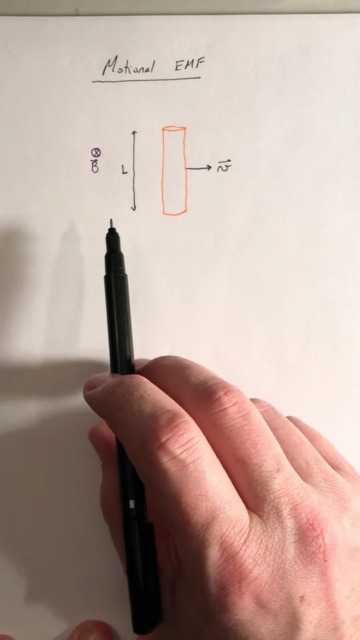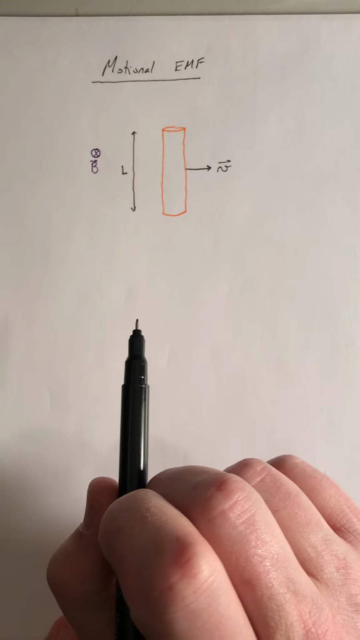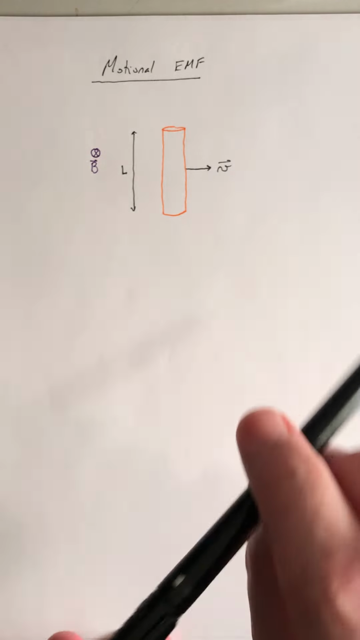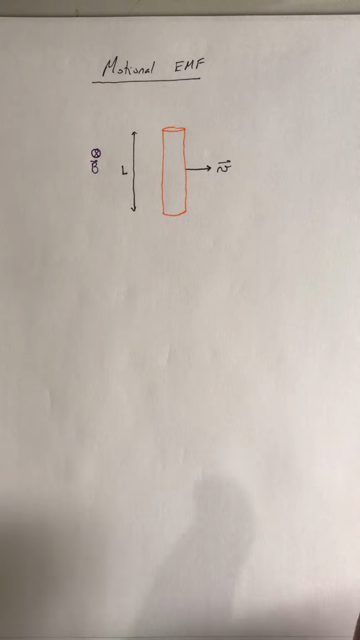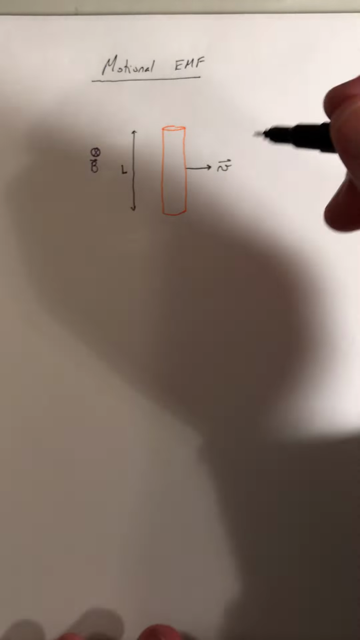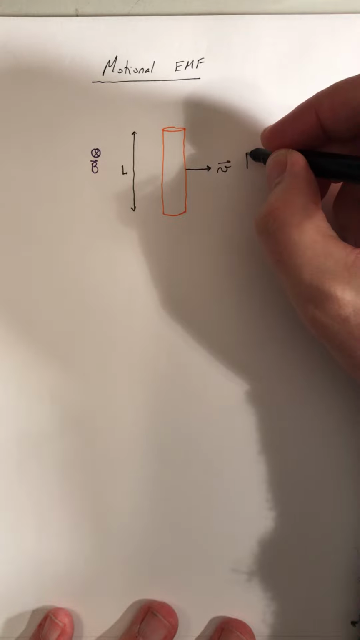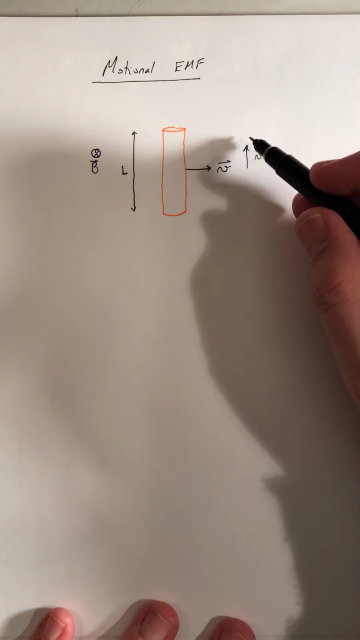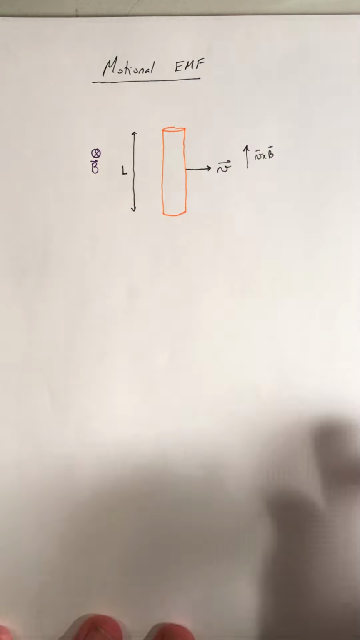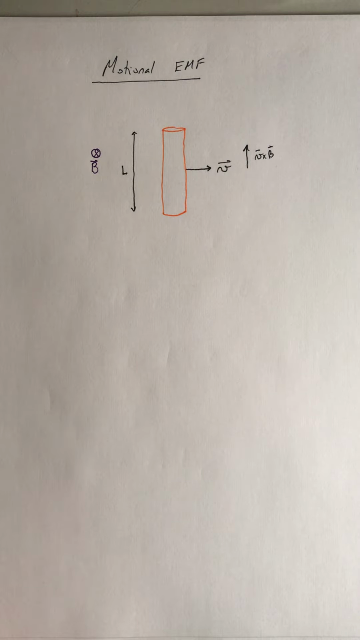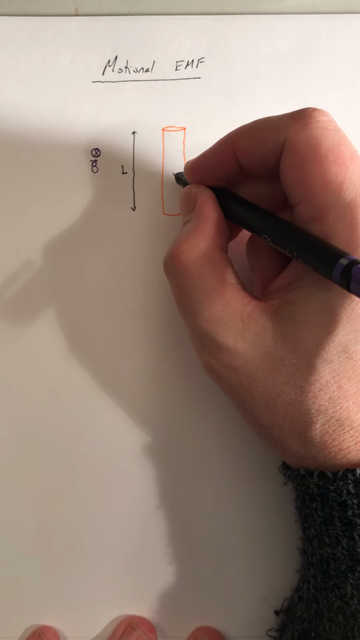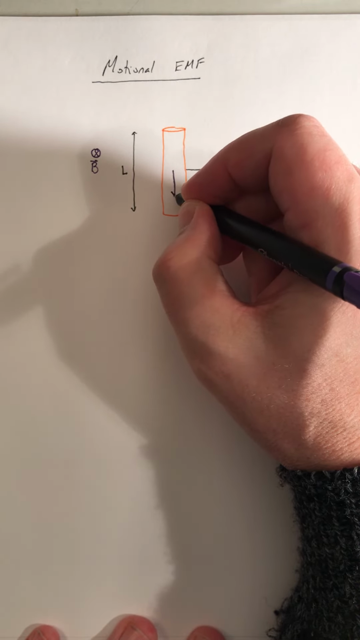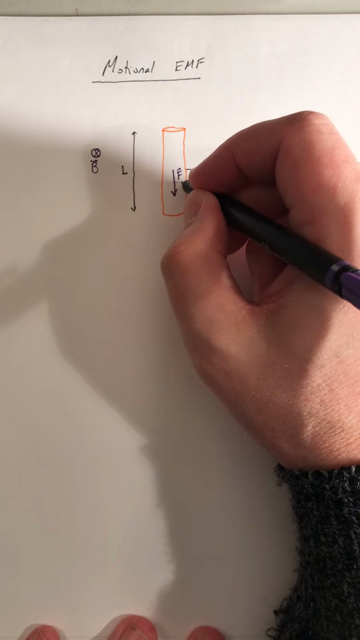So first, let's think about the direction of the magnetic force on the electrons in the conductor. So V is going over to the right, B is into the page, so V cross B points up the page, and we're talking about the magnetic force on electrons, so the magnetic force is going to point down the page. So inside this conductor, there is going to be a magnetic force because the conductor is moving through a magnetic field.